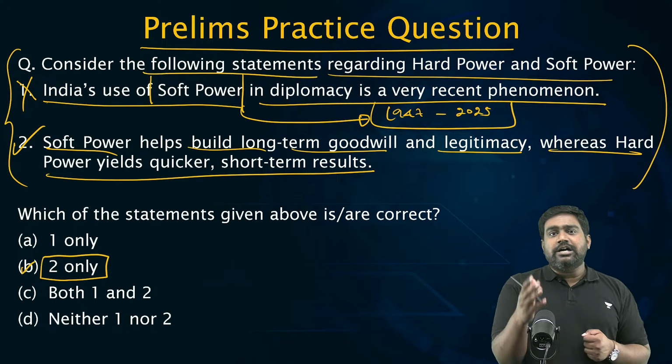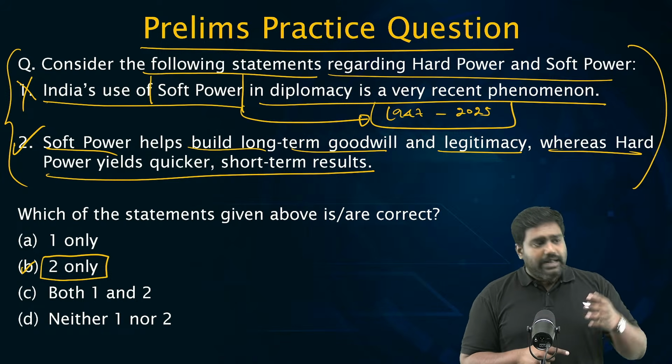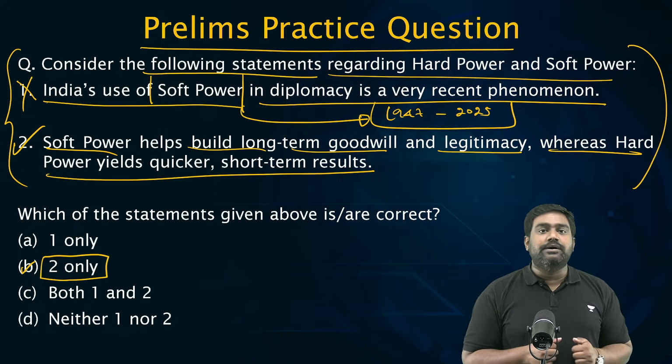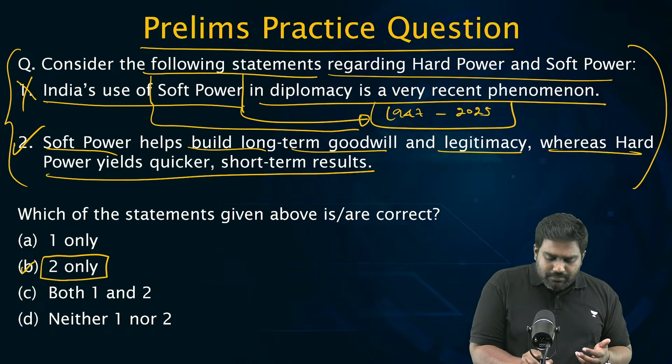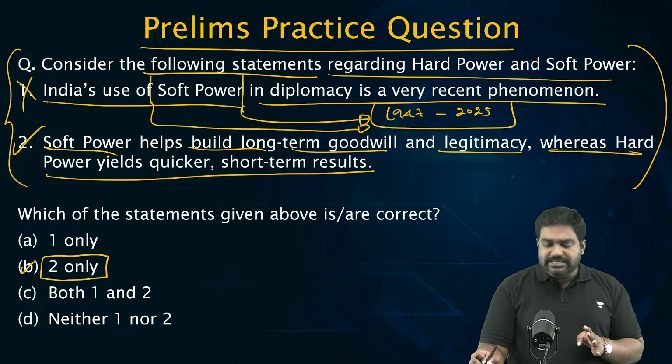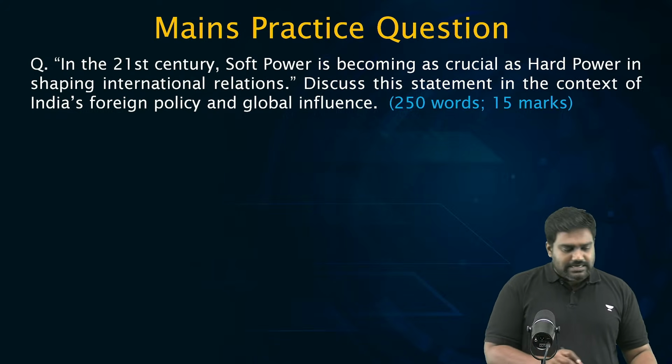India started building roads, bridges, railway lines, and power projects in Nepal, Bhutan, and other neighbors. Isn't that soft power? So we have been doing this from 1947. It's not a recent phenomenon. That's why it is incorrect. So two only is the right answer.